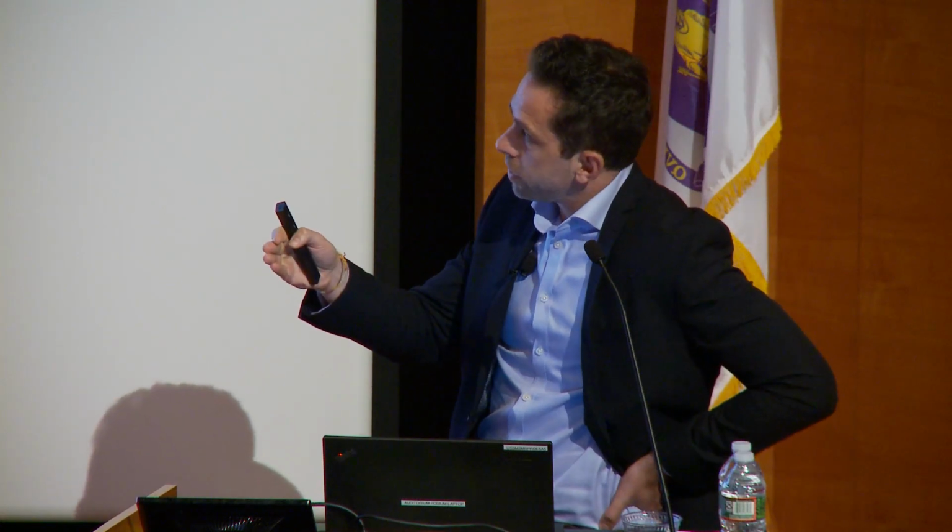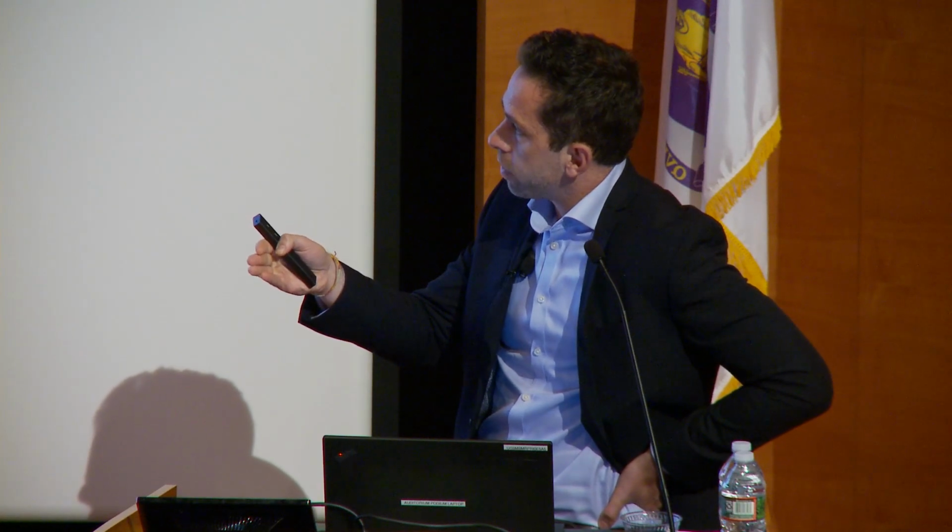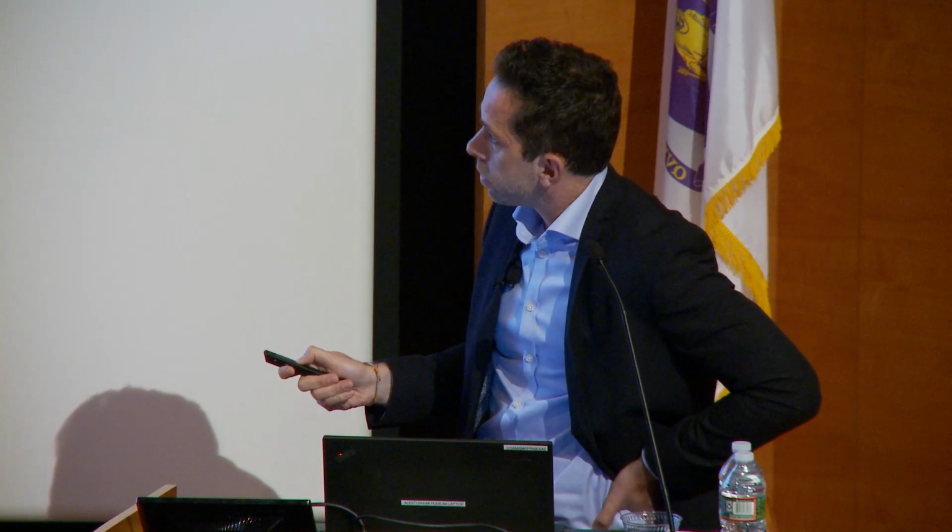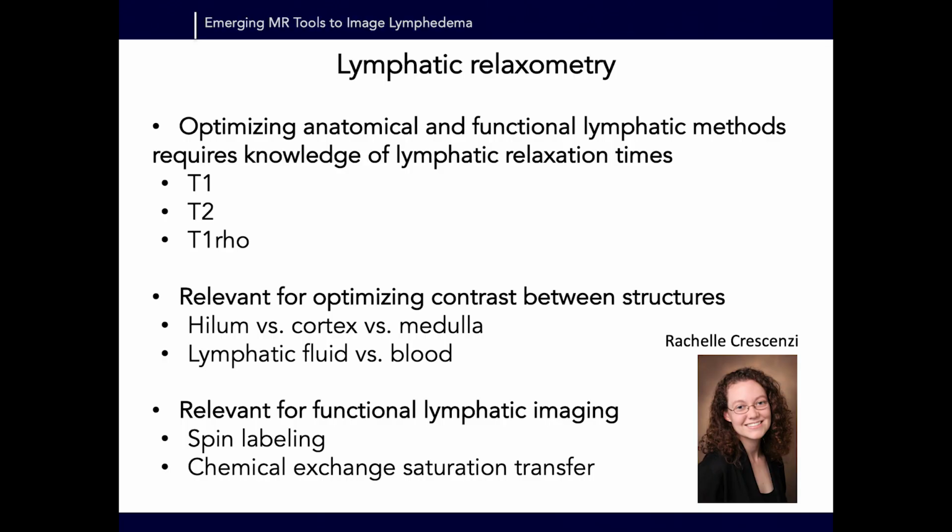To do this, what you need to know is some basic parameters about how water in lymph nodes behaves in a magnetic field, and we actually don't know that from the literature. So the first thing we set out to do was something very basic, which is measuring the T1 and the T2, also the T1 rho for the MR people, in different lymphatic structures. If you know this information, as you heard a little bit about in the last talk, it allows you to really optimize anatomical imaging and also functional imaging to look at different lymphatic structures.